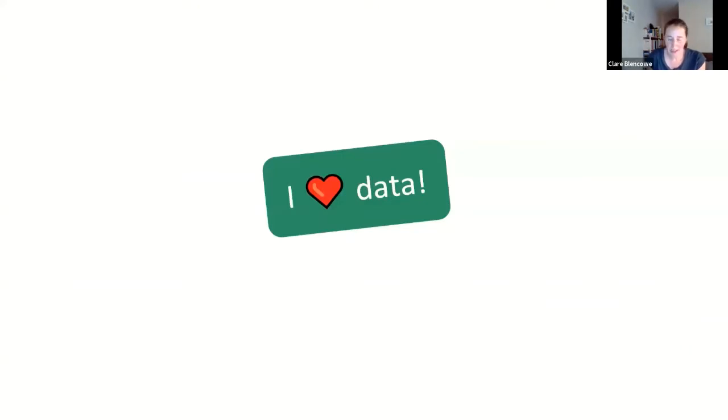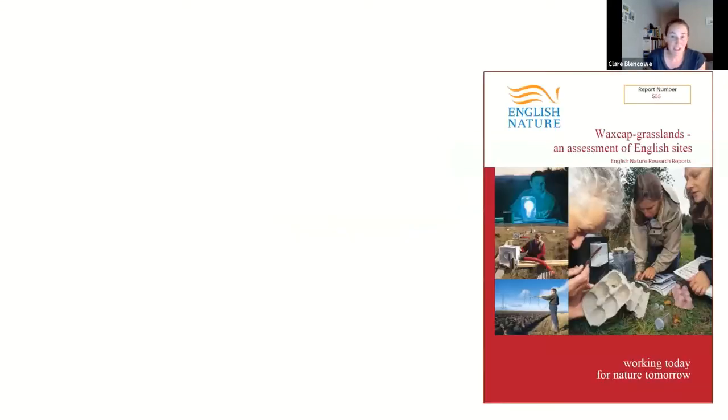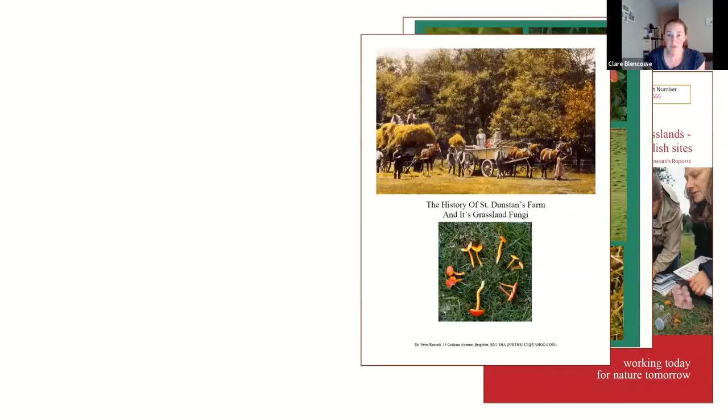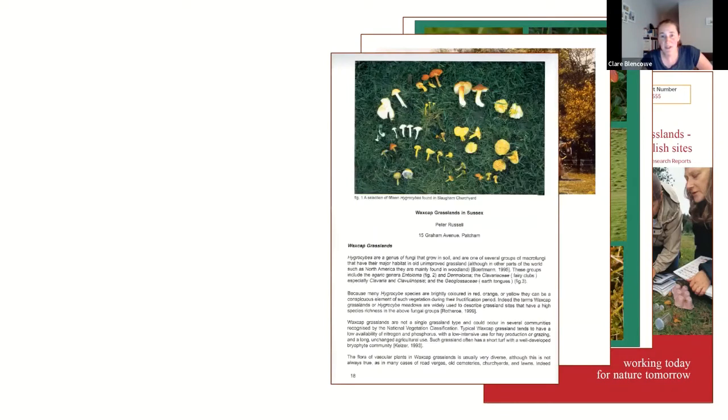So that was the first project. And I mentioned earlier that I really love data. So the more I started getting interested in grassland fungi, the more I wanted to read about what people had done before. So Sean mentioned this report that was produced by English Nature. I think this is the Shelley Evans report. There were a number of Sussex-based surveys that had been done and written up by Peter Russell and also Dave Bangs. So surveys of National Trust sites there, surveys of St Dunstan's Farm, which is a particularly rich grassland fungi site in the High Weald.